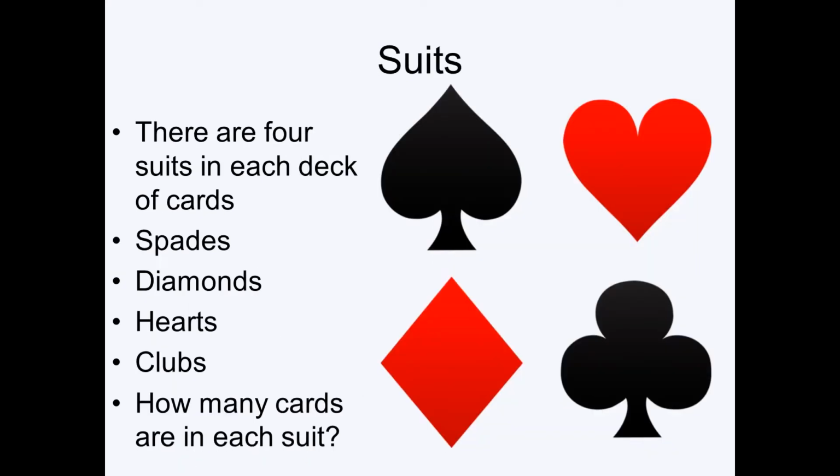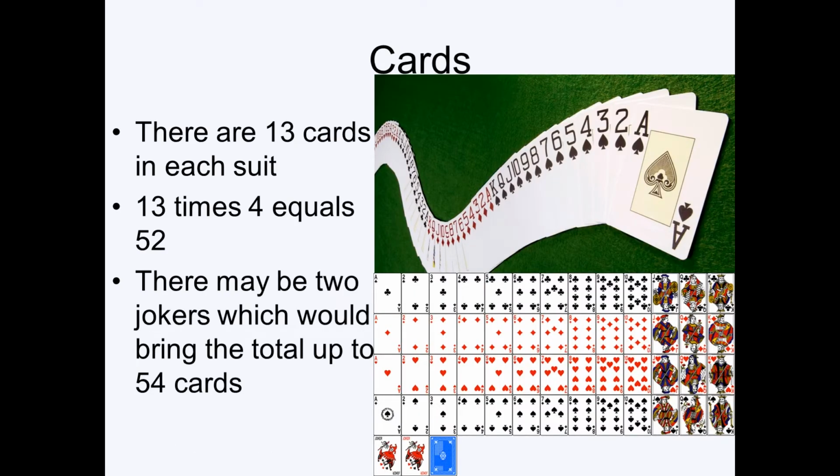There are 4 suits in each deck of cards. Spades, diamonds, hearts, and clubs. How many cards are in each suit? 13. Yep, 13. 13 cards in each suit. 13 times 4 equals 52. There may be 2 jokers, which would bring the total up to 54 cards. Again, not always jokers. If you go to Macau or Las Vegas, they're not going to have jokers in those decks.